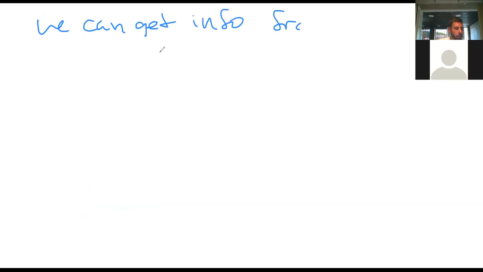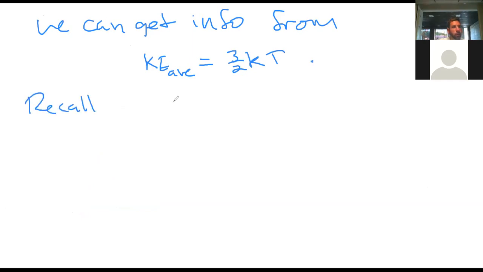So what we can do is get info from this kinetic energy average thing. So if we recall, the kinetic energy by definition is 1/2 mv squared.